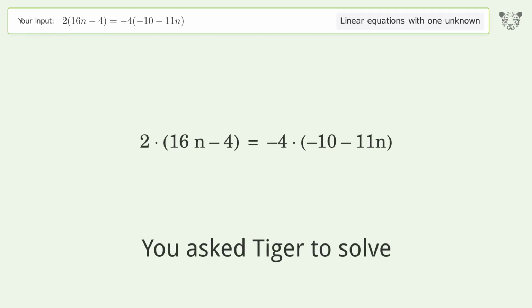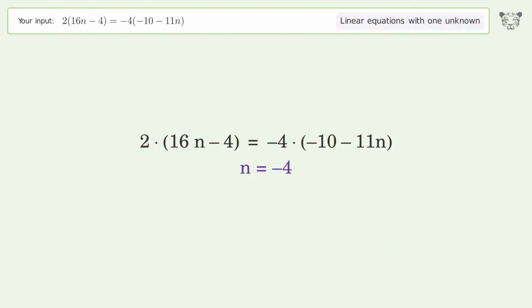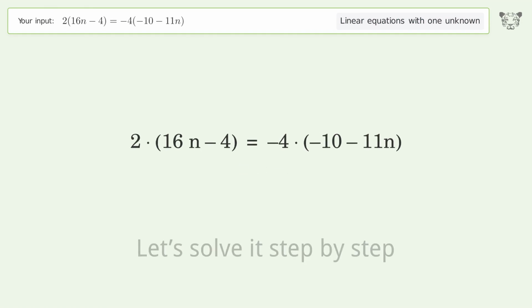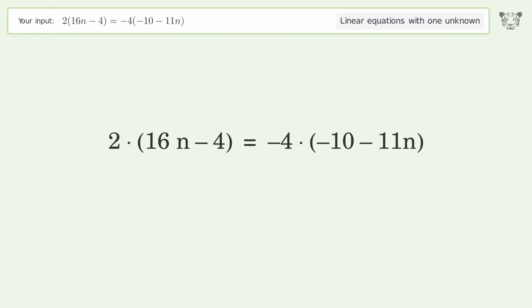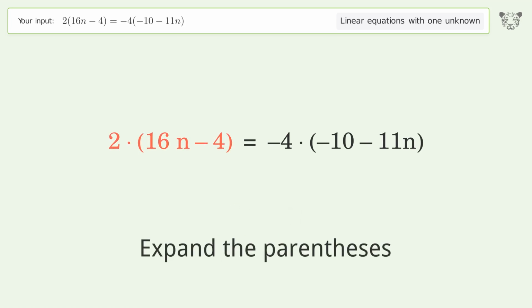You ask Tiger to solve. This deals with linear equations with one unknown. The final result is n equals -4. Let's solve it step by step. Simplify the expression. Expand the parentheses.